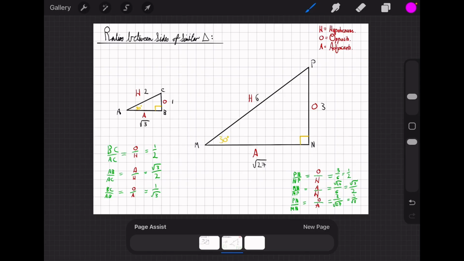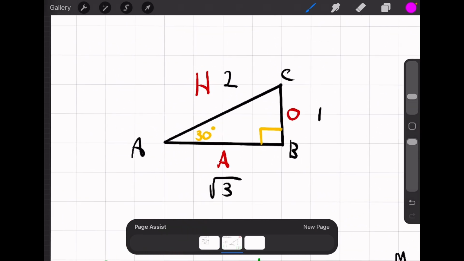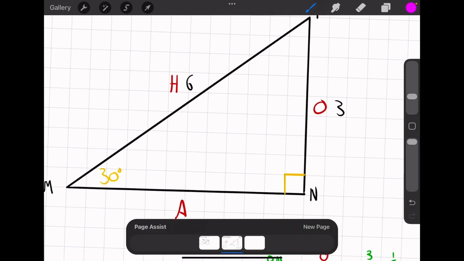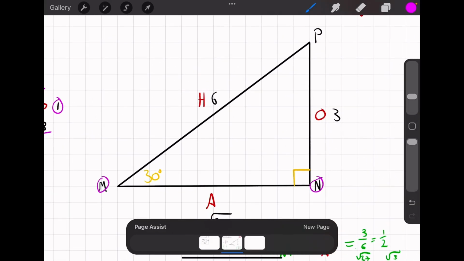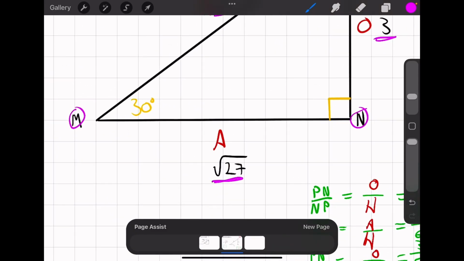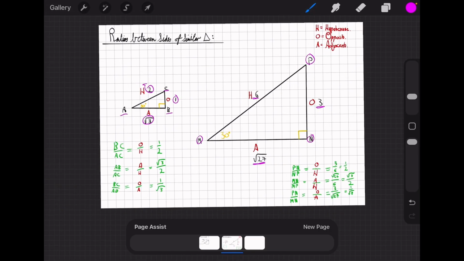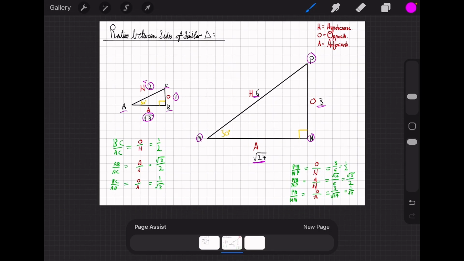Ratios between sides of similar triangles. As an example, consider the following two similar triangles. In the smaller triangle, triangle ABC, the hypotenuse is equivalent to 2, the opposite side is equivalent to 1, and the adjacent side is equivalent to the square root of 3. In the larger triangle MNP, the hypotenuse is equivalent to 6, the opposite side is equivalent to 3, and the adjacent side is equivalent to the square root of 27. Also notice that the angles PMN and CAB are equivalent to 30 degrees.